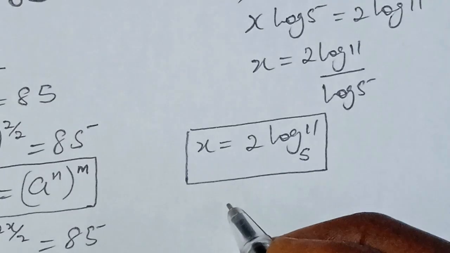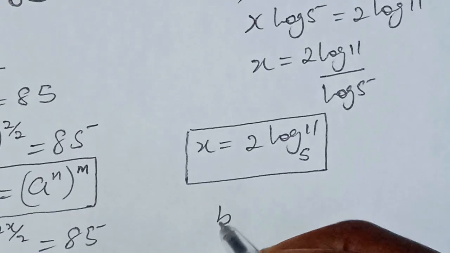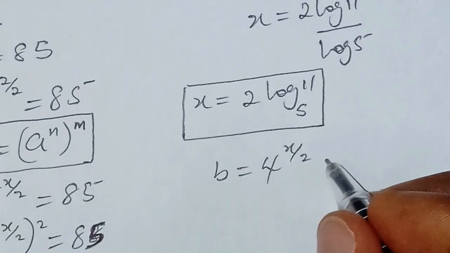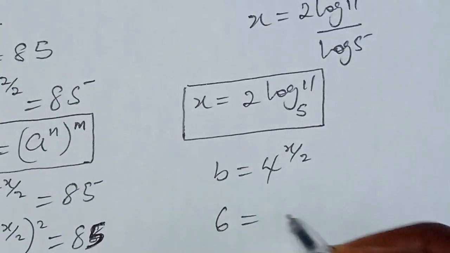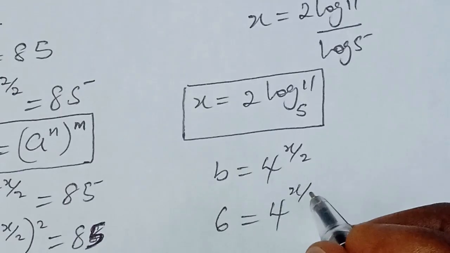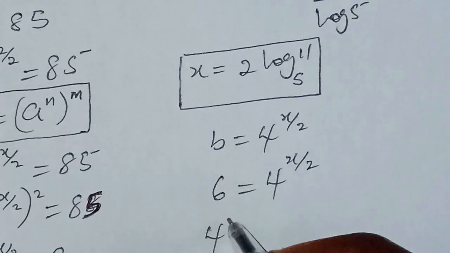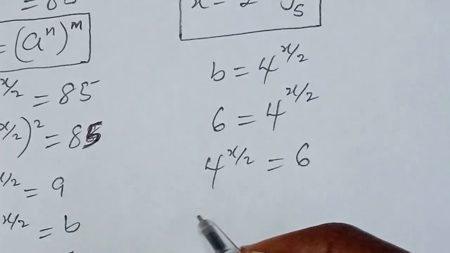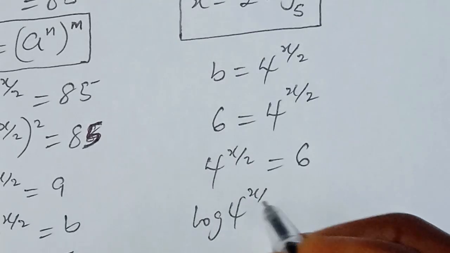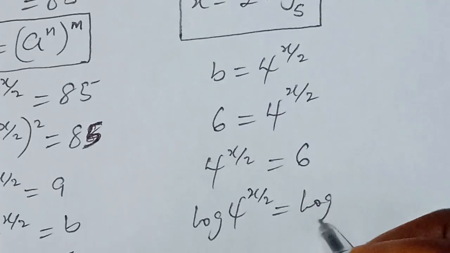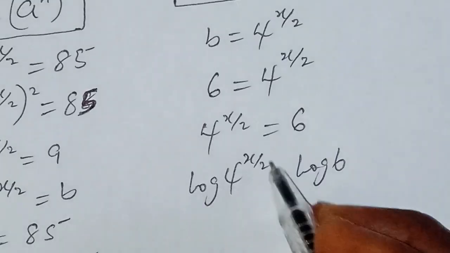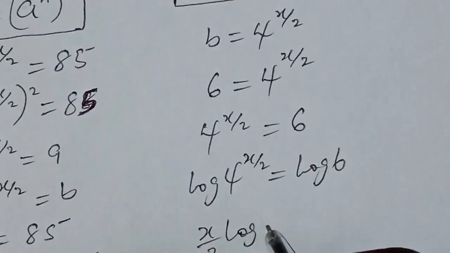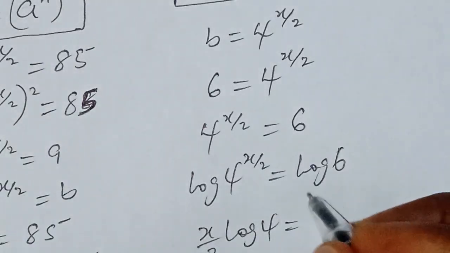Now for the value of b, when we have b equal to 4 raised to the power x over 2, and b is given as 6, which is equal to 4 raised to the power x over 2. Writing this, we have 4 raised to the power x over 2 equal to 6. So we also take the log of both sides. We have log of 4 raised to the power x over 2 equal to log of 6. We bring down this exponent, x over 2. We have x over 2 log of 4 equal to log of 6.